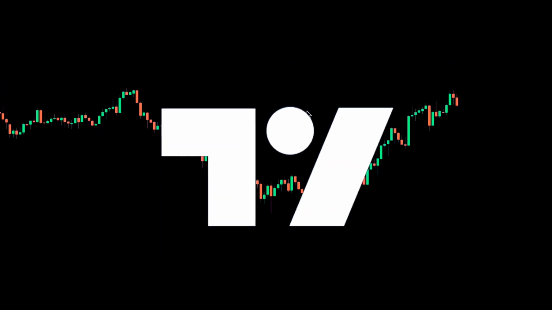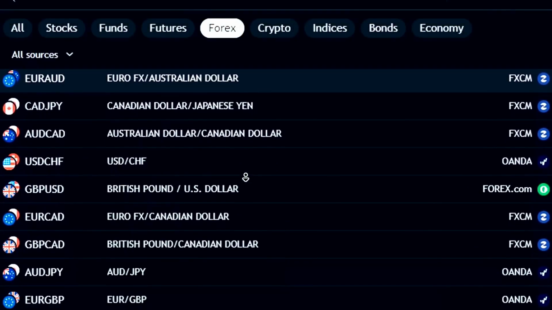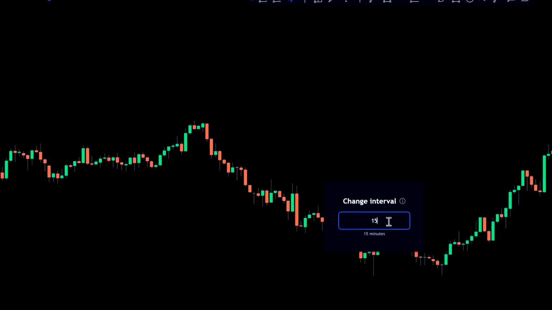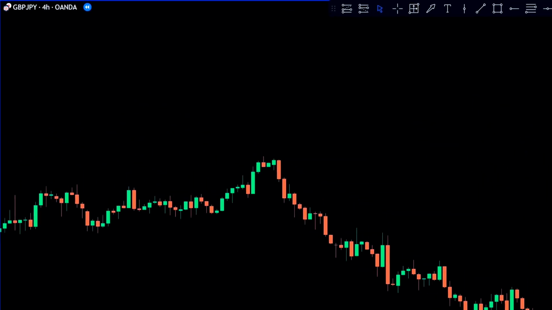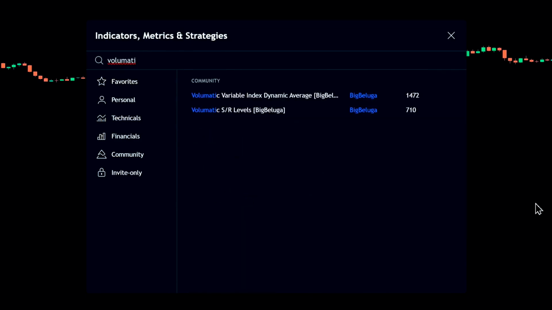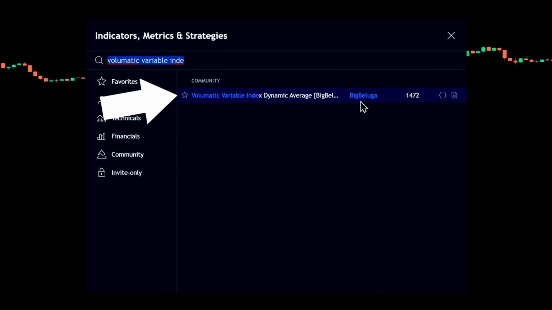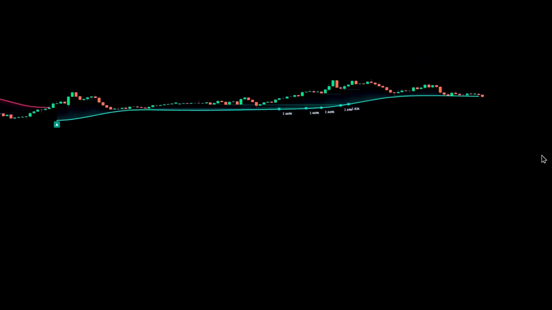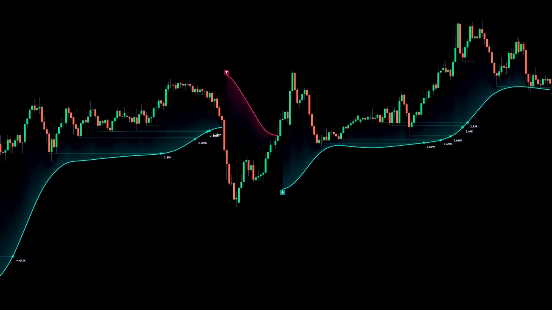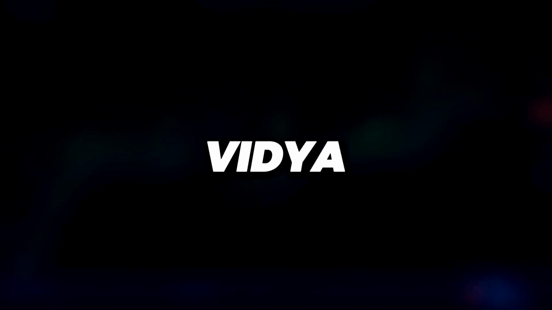First, head over to TradingView and open any trading security that interests you. For this example, I'll be using the 15-minute time frame of GBPJPY. Next, click on the indicator search tab, type in volumetric variable index, and you'll see an option by Big Beluga. This is the all-powerful volumetric variable index dynamic average indicator. It's quite the mouthful, so for the rest of the video, I'll refer to it simply as the VIDIA indicator.